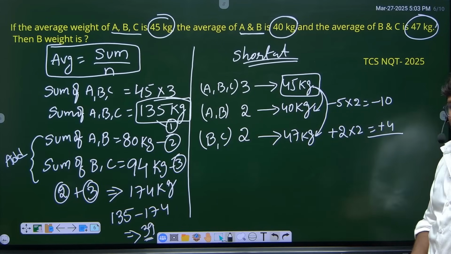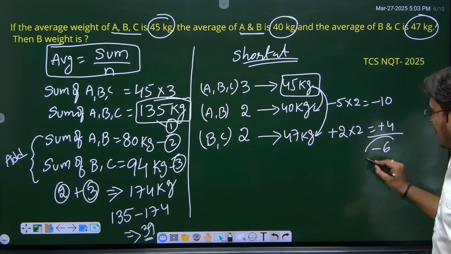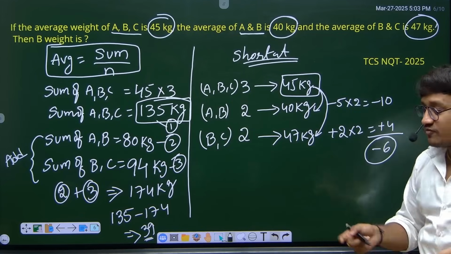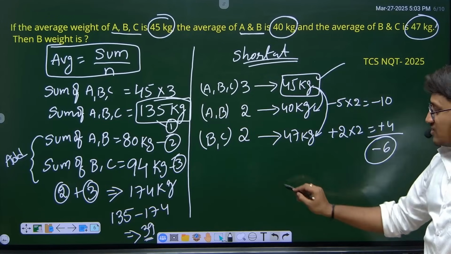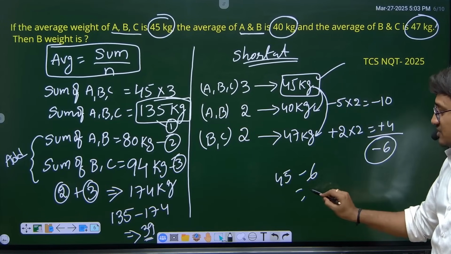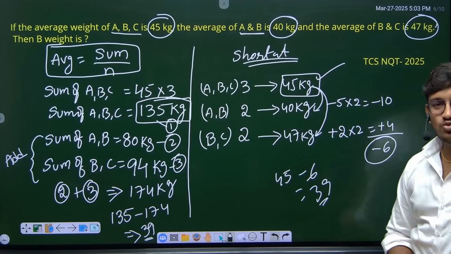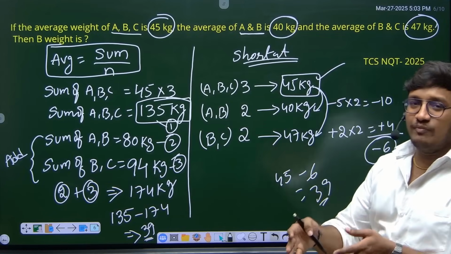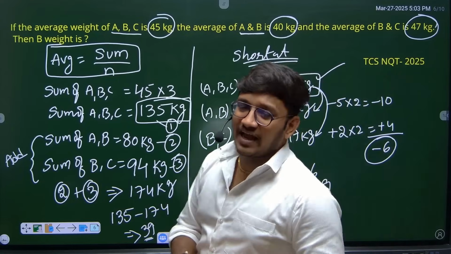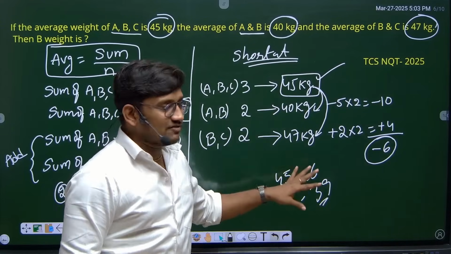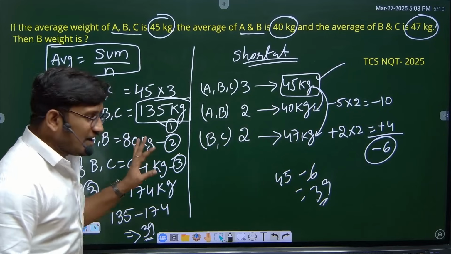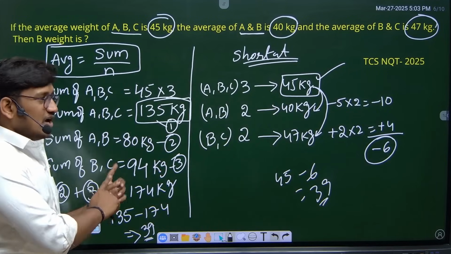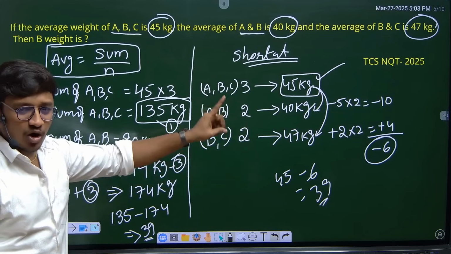Minus 10 plus 4. What is minus 10 plus 4? Minus 6. Means you have to reduce 6 from the actual average. So I can simply say 45 minus 6, which is equal to 39. The weight of B they are asking is 39 kgs. I hope you all are clear with this. So you can solve using the formula method, or you can solve using this logical method.